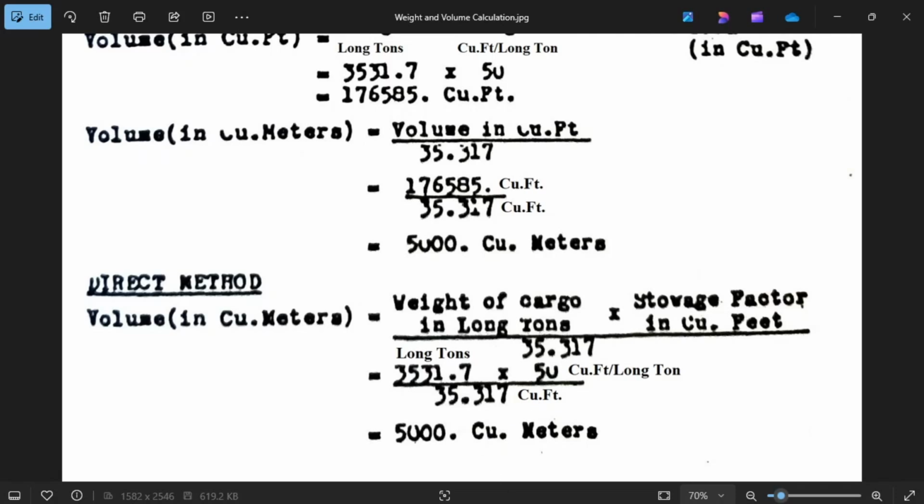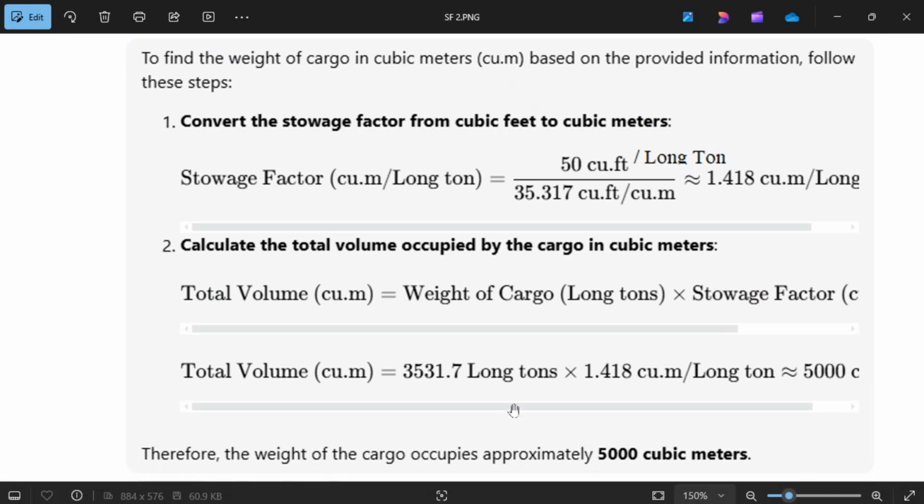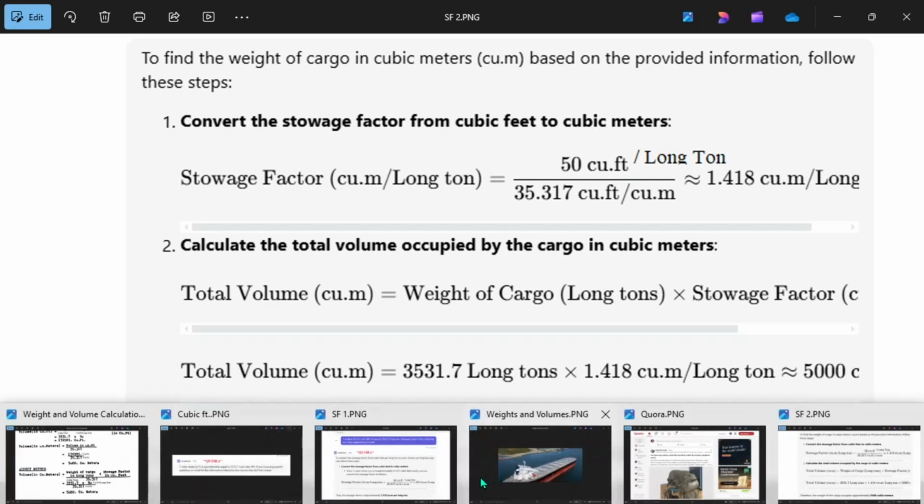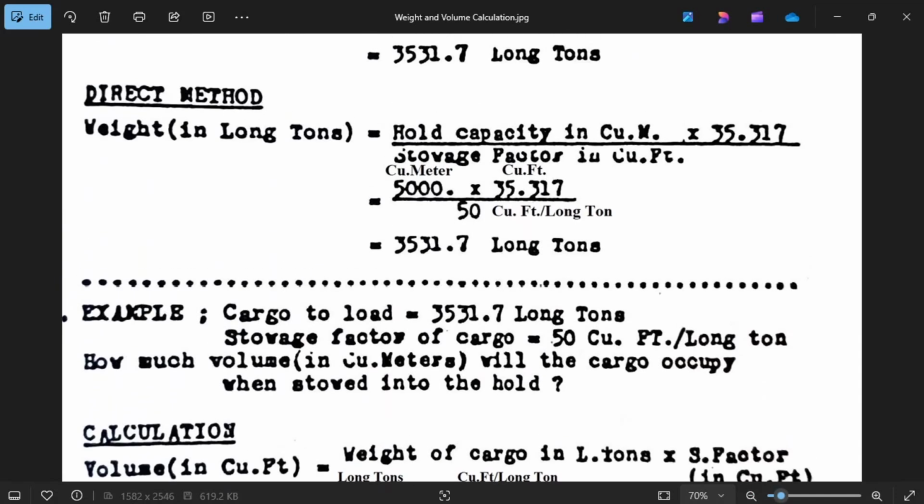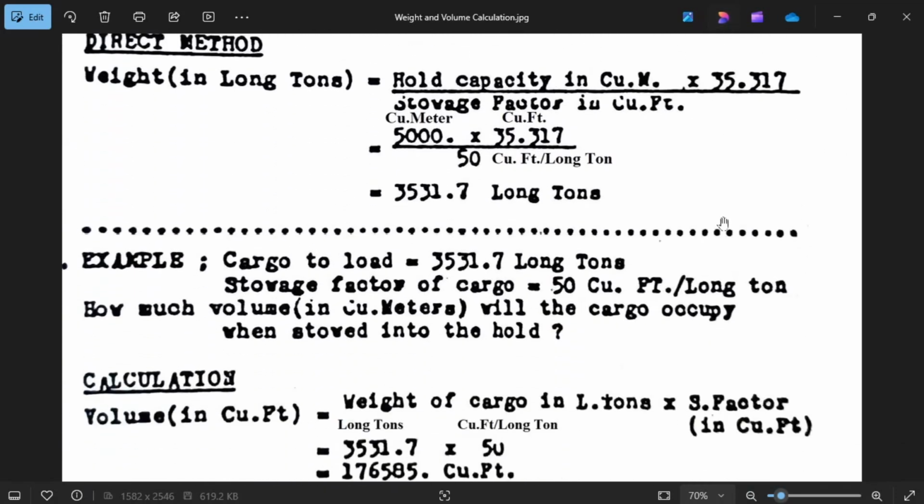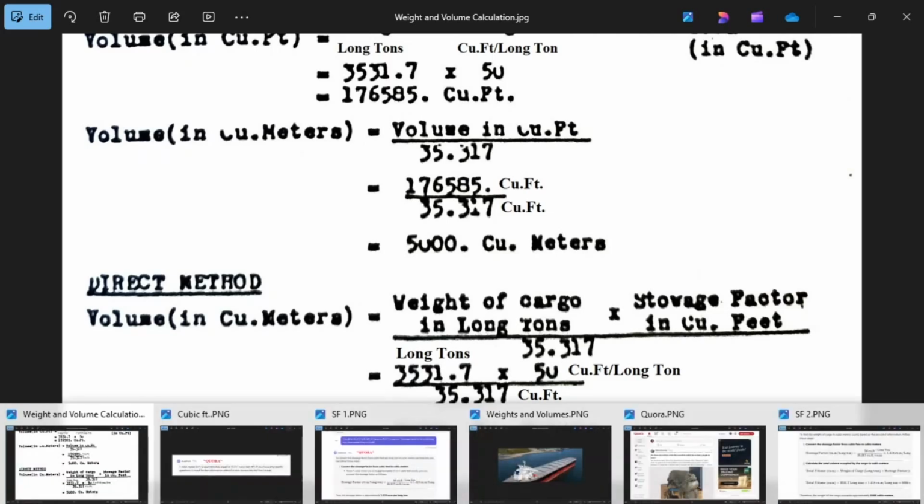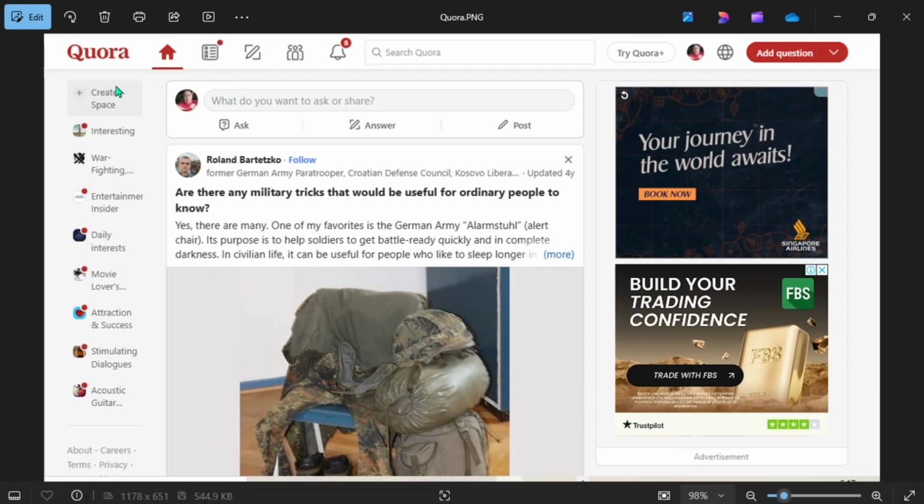But anyway, just bear with this, guys. But according to his answer, it is 5,000 cubic meters. So that's it, guys. If you have any problem, just review this problem from example number 1 to example number 2. Okay, and you have an option to use this Quora. So whatever questions you have, just type it here and Quora will answer your questions. Okay, so that's it, guys.